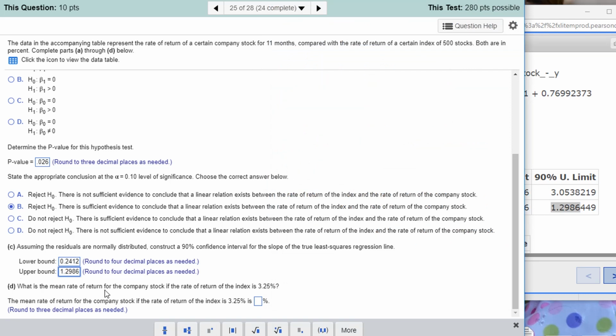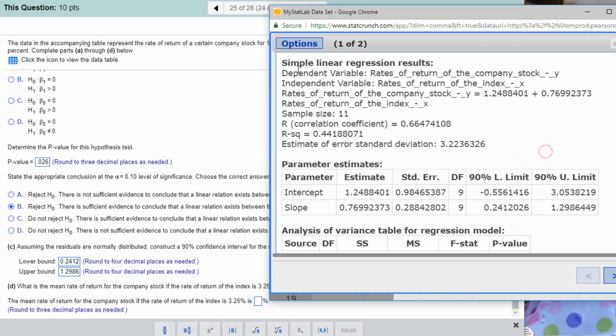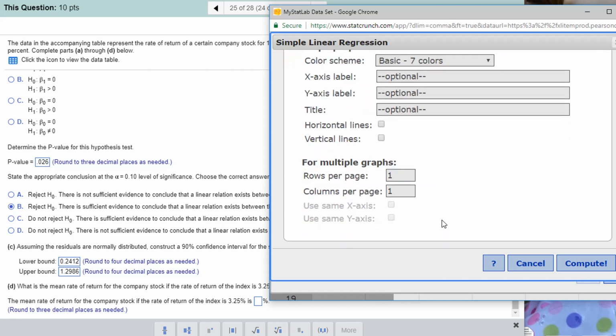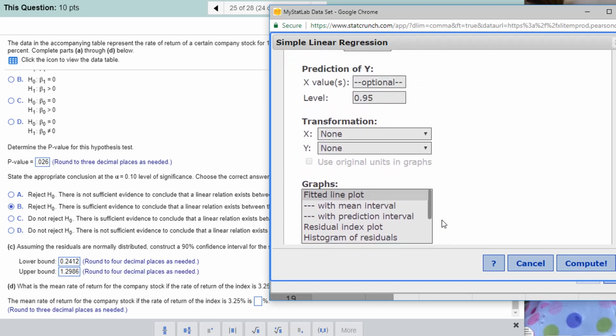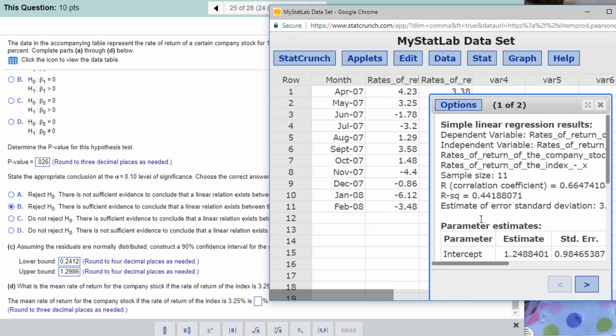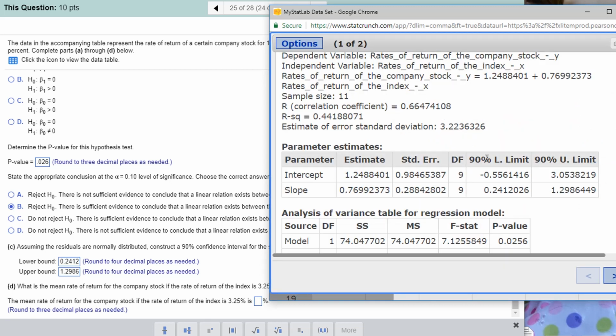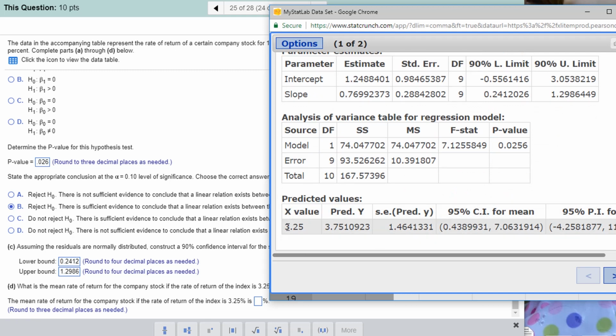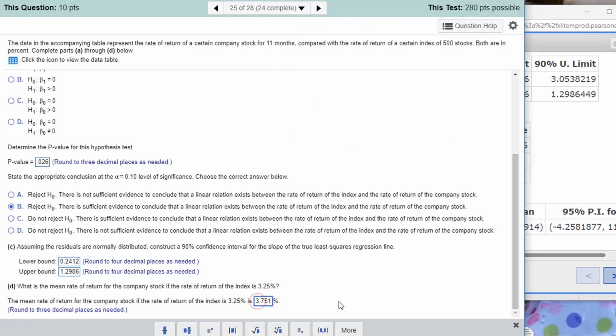All right. What is the mean rate of return for the company stock if the rate of return of the index is 3.25? Well, this is again another prediction. So let's go to edit, scroll down to the middle, prediction value. If x is 3.25, compute. Now let's maximize that again. Scroll down, that's where my prediction is. If x was 3.25, my predicted y would be 3.751. I want 3 decimal places, so I'm going to take all of those. 3.751. That's a prediction using the linear regression.